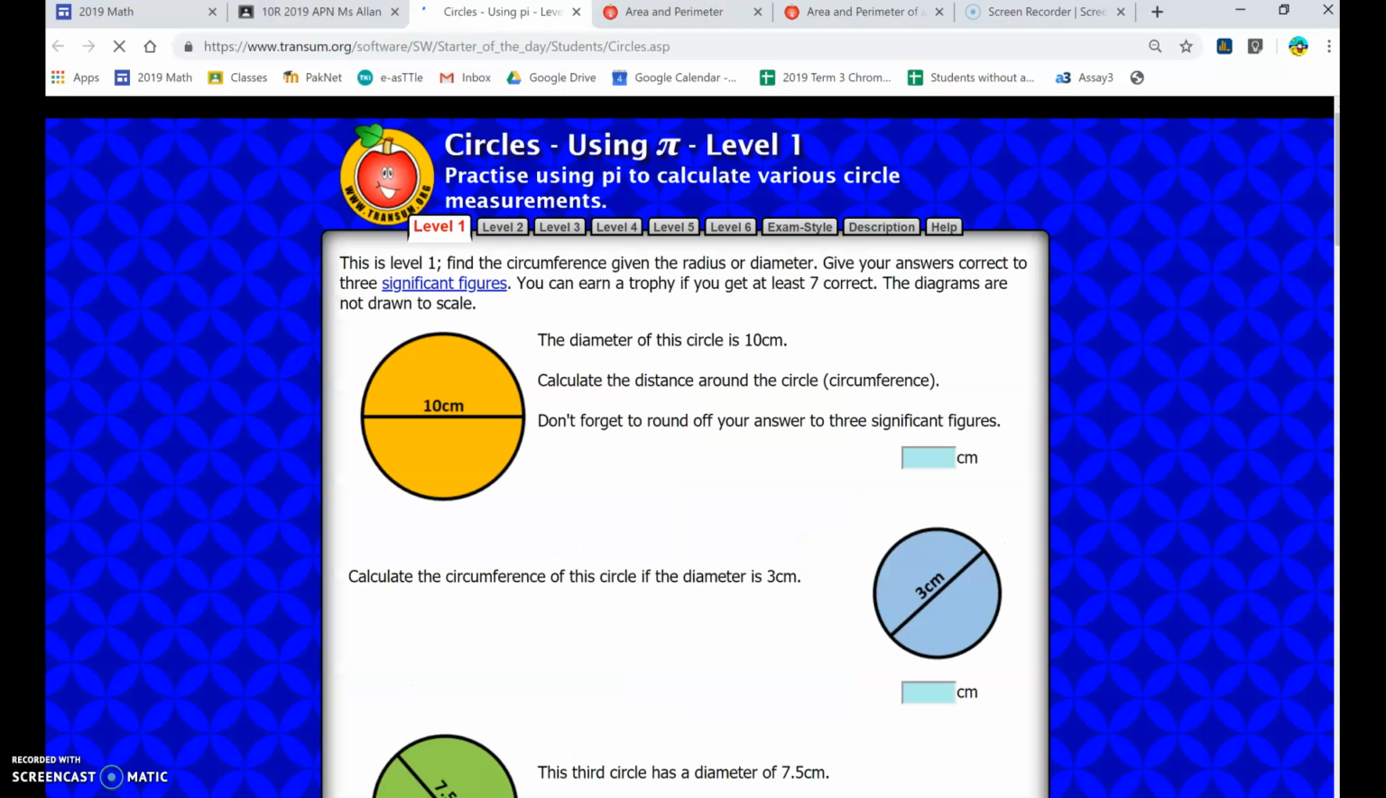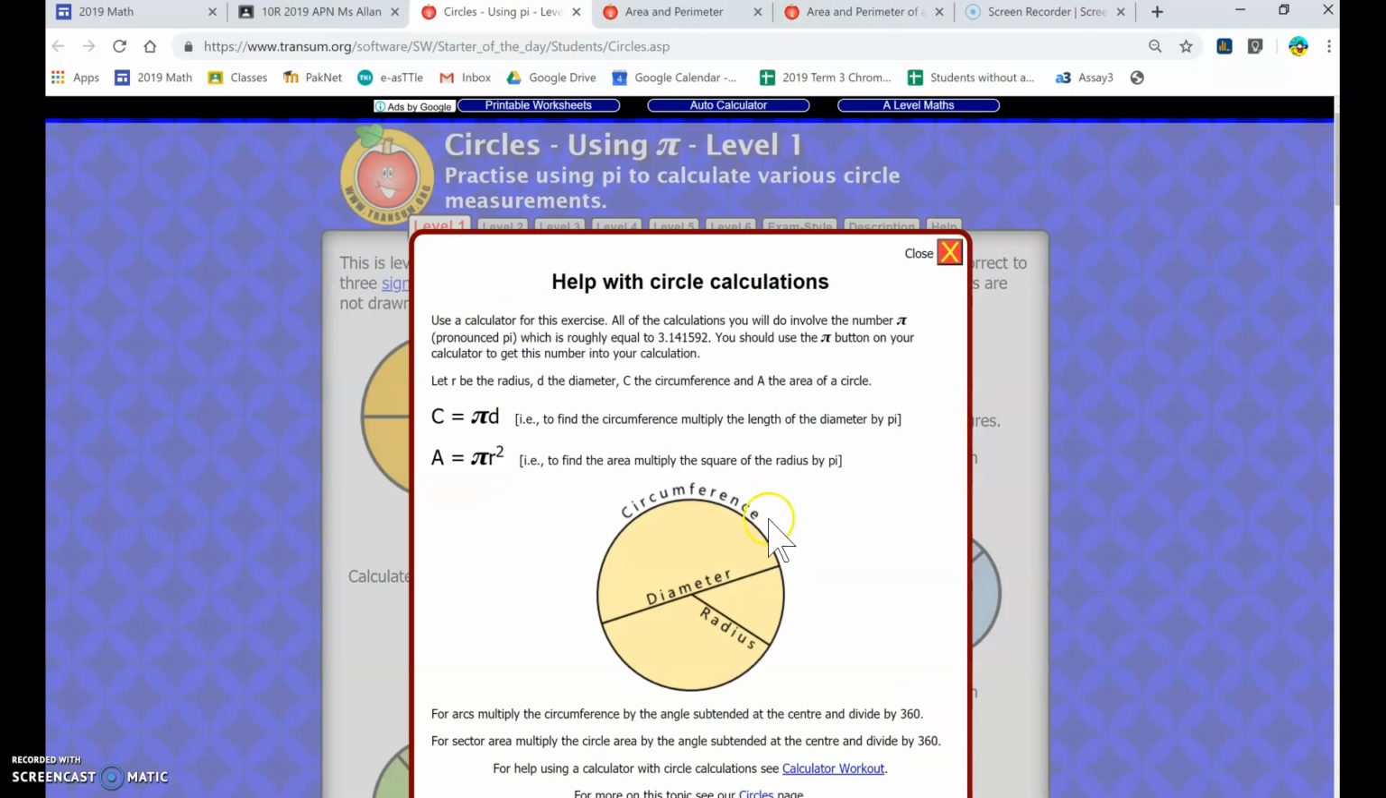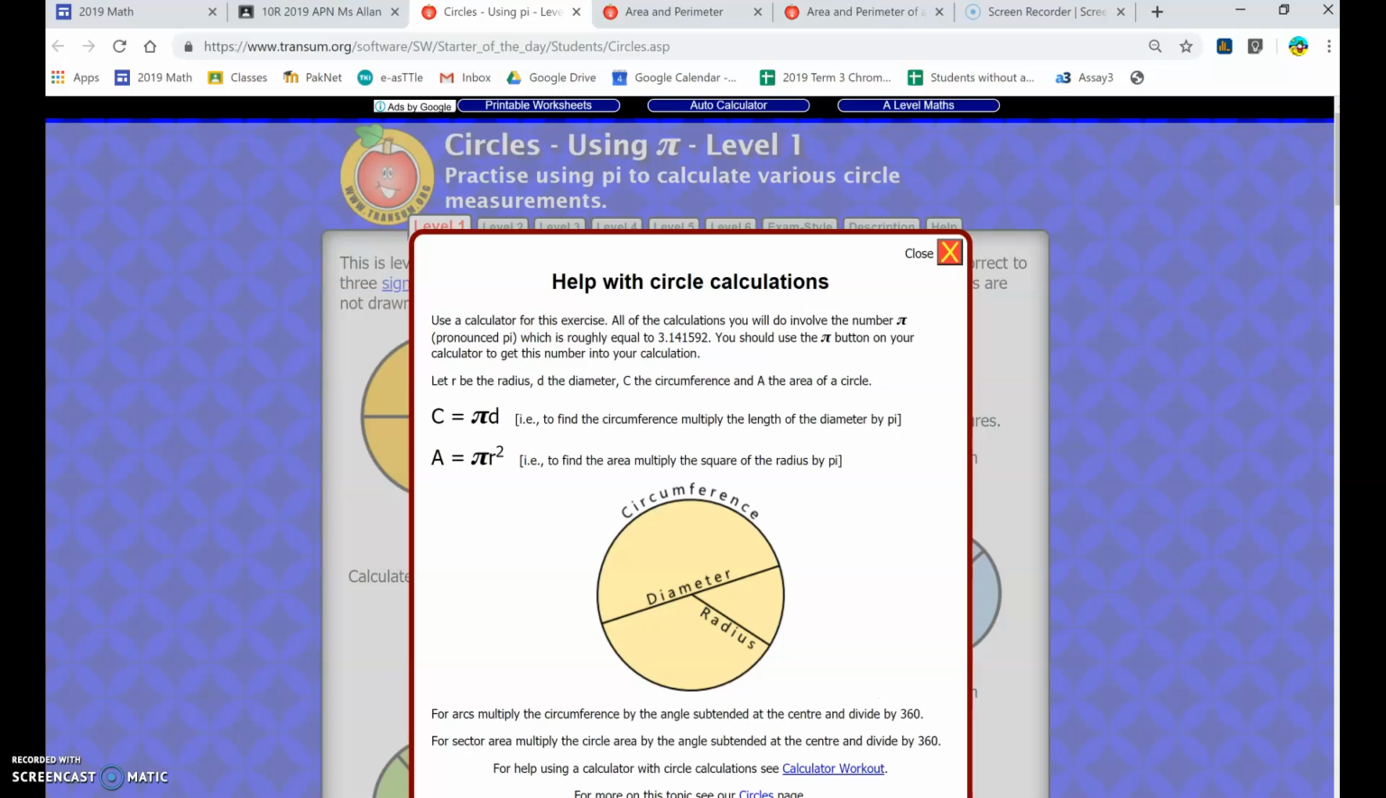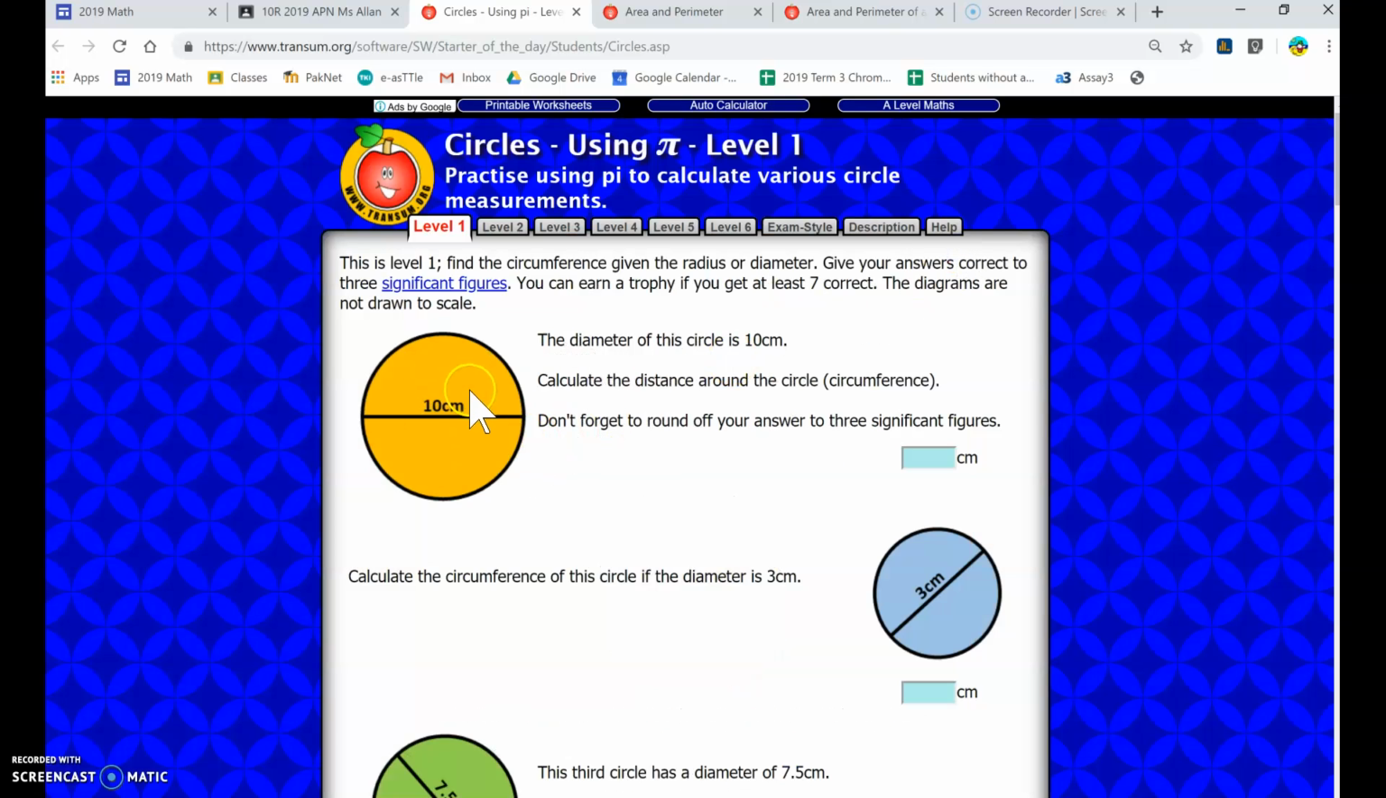Now, some people did this one yesterday. Again, push the help button. So it tells you, here's your circumference, there's your diameter, there's your radius. Okay, and we have got circumference is pi times d, and the area is pi r squared. So here the diameter is 10. How do I calculate the circumference? I need to times it by pi. So pi is a button on your calculator, and it's 3.14.